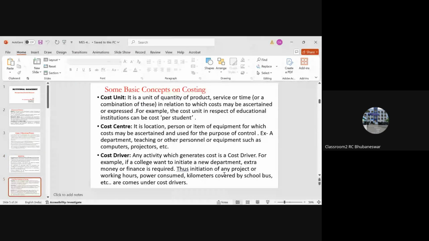Some basic concepts of costing. Cost unit is there, cost center is there, cost driver is there. Okay, let us see what is cost unit. Can you say what is cost unit? Anyone?